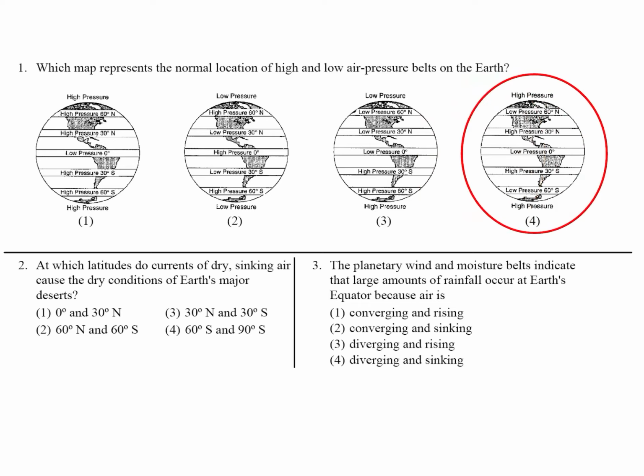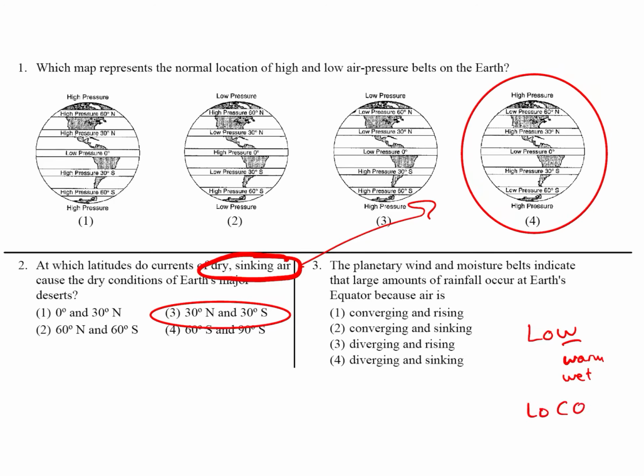Next, at which latitude do currents of dry, sinking air cause the dry conditions of Earth's major deserts? So dry, sinking, they're asking where are those high pressures? So your 30s, okay? You could have looked right up here for that, right? 3, the planetary wind and moisture belts indicate that large amounts of rainfall occur at the Earth's equator because, all right, at the equator, it's low pressure, warm, wet, loco, right? Converging, and if it's warm, it is rising.